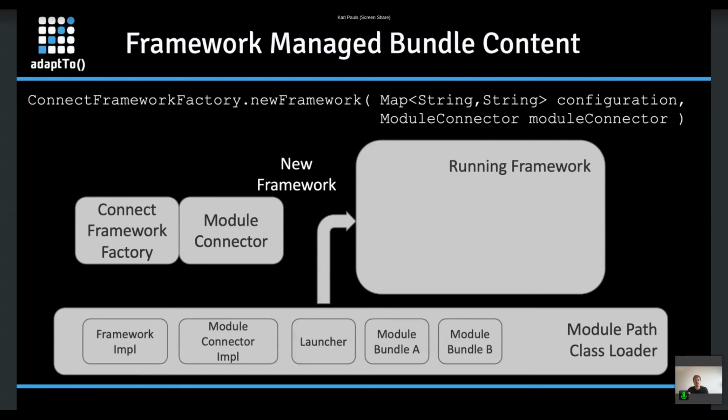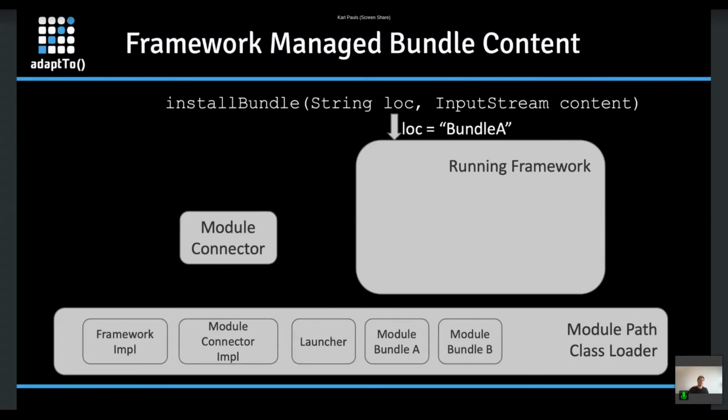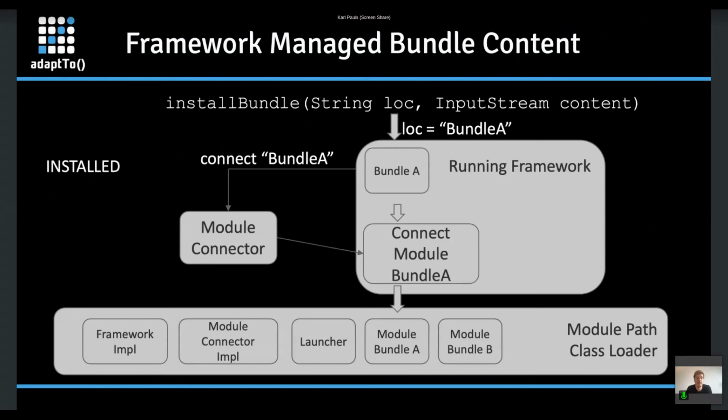The same way, but if you get an install bundle call for a location, before it tries its normal spiel, it will first go out and ask that module connector that it had from the beginning, can you connect that location? Do you know anything about that location? And if the module connector says no, well, then we just proceed like before. So suck it down and make it a jar in the storage. But if it does return us a connect module, then we do something differently.